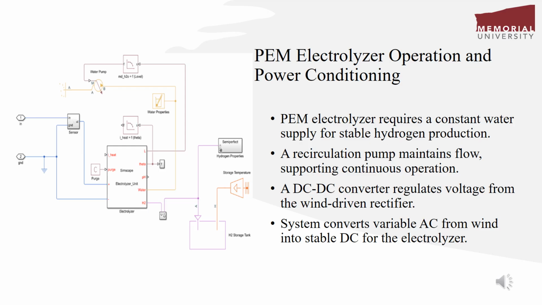The power input is managed by a DC to DC converter, which stabilizes the variable DC incoming from the rectifier stage. That rectifier converts the fluctuating AC output from the wind turbine. This configuration ensures the electrolyzer receives the precise voltage it needs to produce hydrogen without interruption, even when the wind conditions vary.